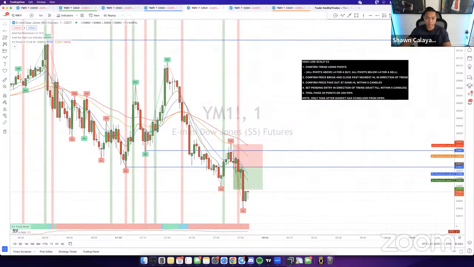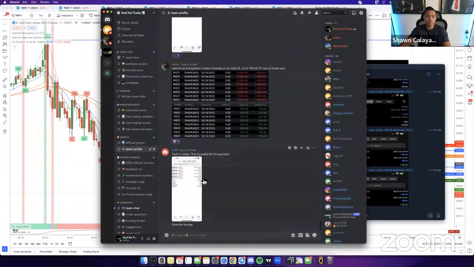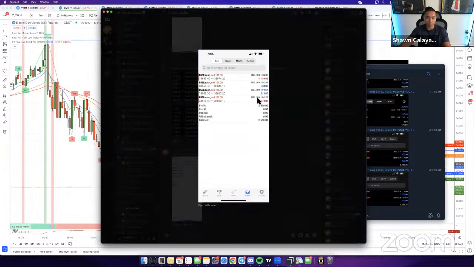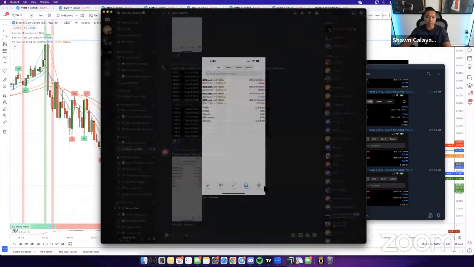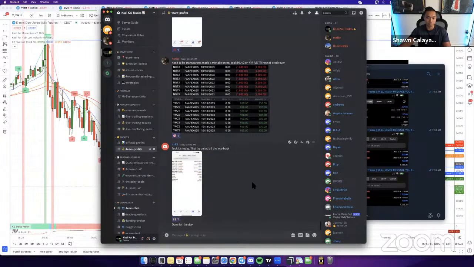Okay, so let's take a look at the team profits real quick. So we got Nathan over here. Nathan said it took some L's today. Liquidity pulled all the way back, so he locked in some profit and then he took that loss at the end. It's all good. It happens. But the thing here is that you kind of offset it, so it's not too bad. It's not a full on loss. So it's all good, Nathan.